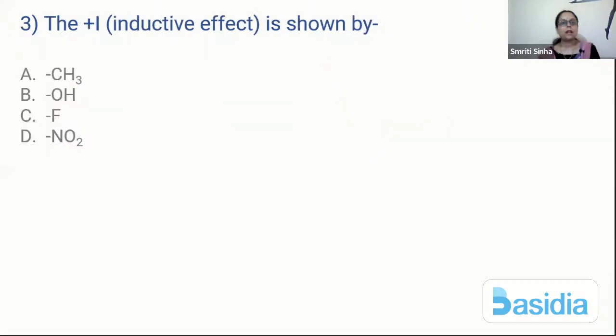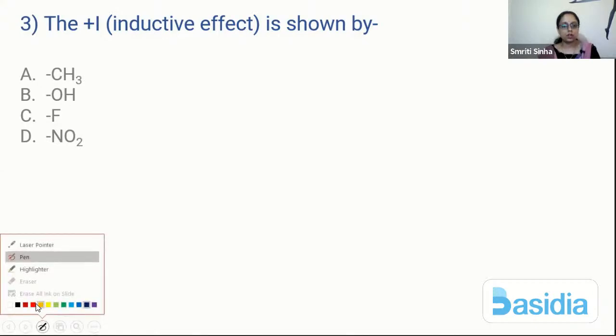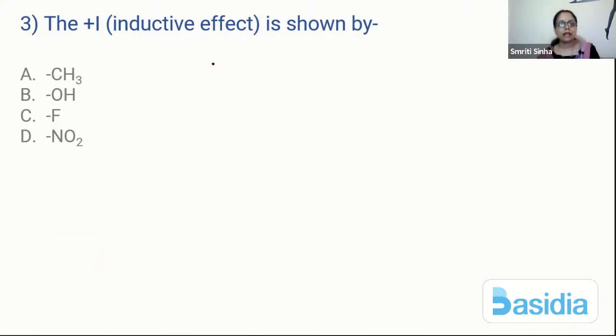Next, the plus I inductive effect is shown by. So which of the following functional groups will show plus I inductive effect? You know that all alkyl groups show plus I inductive effect, that is electron donating effect, and therefore that is CH3.